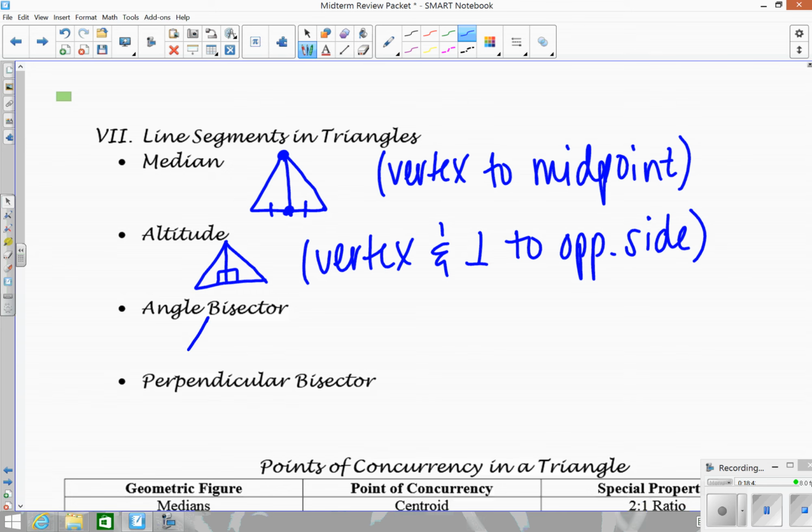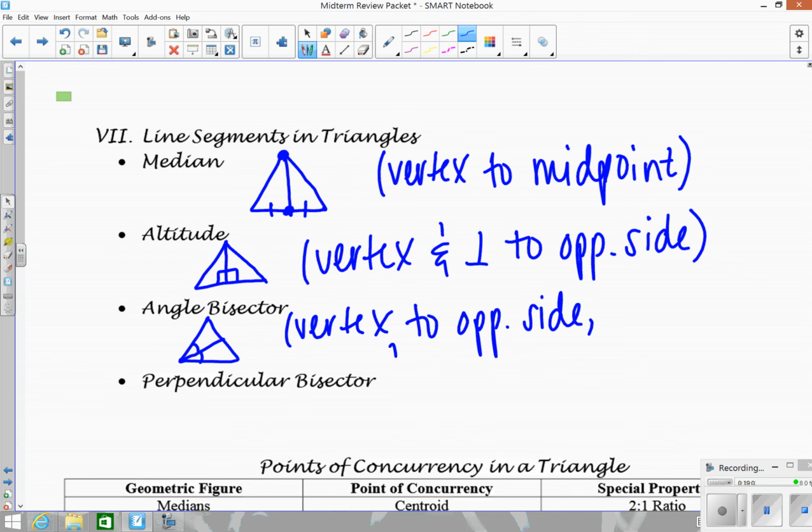An angle bisector just has to go from the vertex to the opposite side so that it cuts the angles in half. It doesn't matter where it crosses over here, but it has to go from the vertex to the opposite side and cut the angles in half.